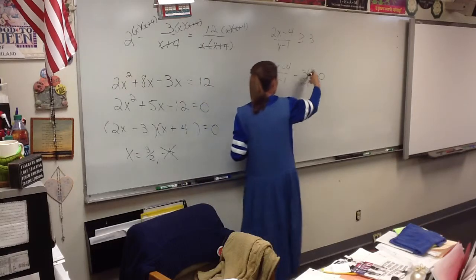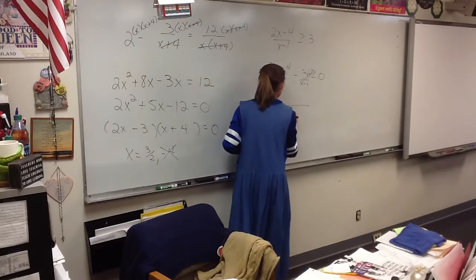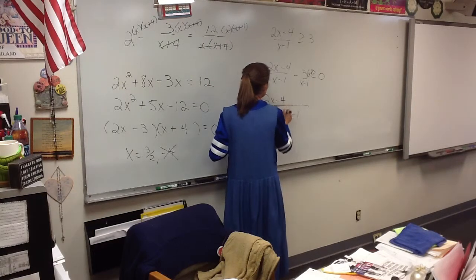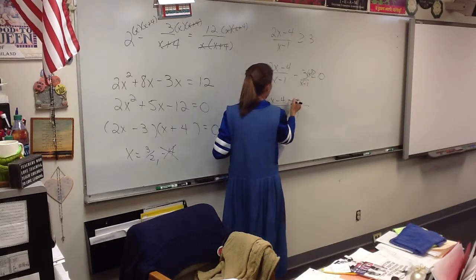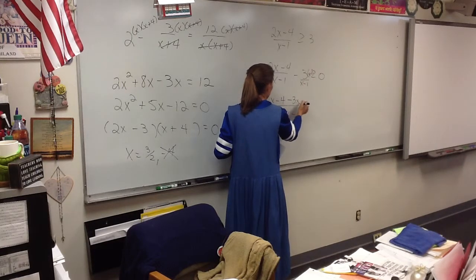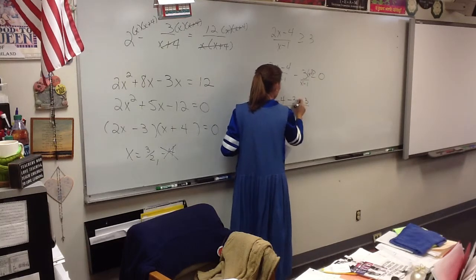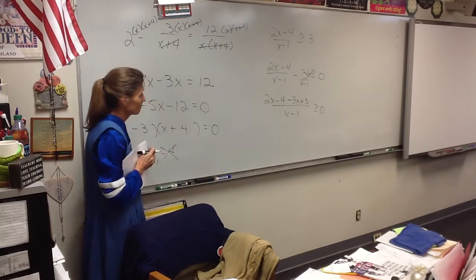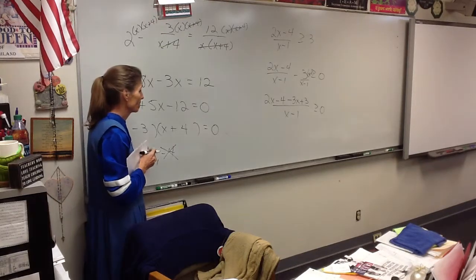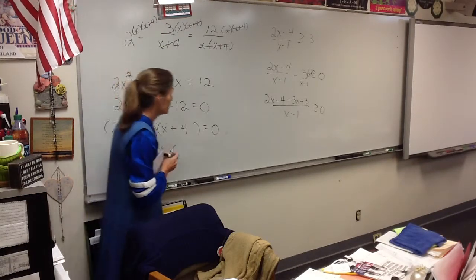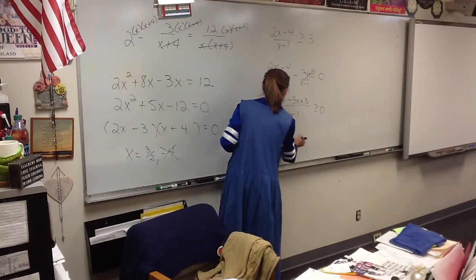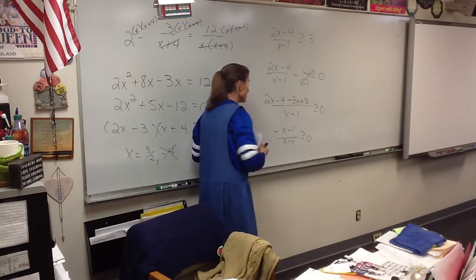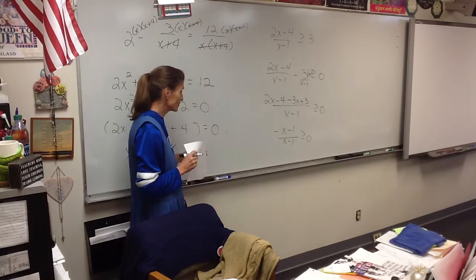So I'll multiply this by x minus 1 over x minus 1. So now I have my fraction, 1 fraction. 2x minus 4, be careful here, minus 3x plus 3. Is that okay? Which simplifies to this. I know those look a lot alike, but nothing cancels. Please do not cancel.